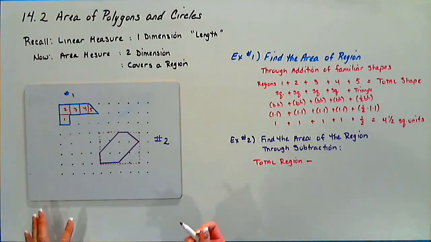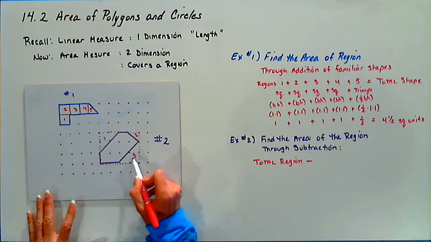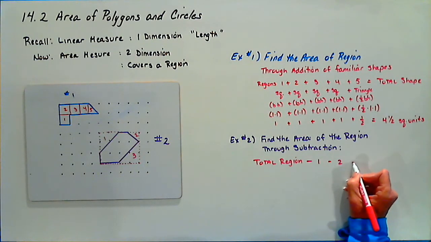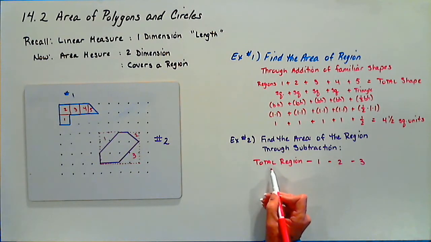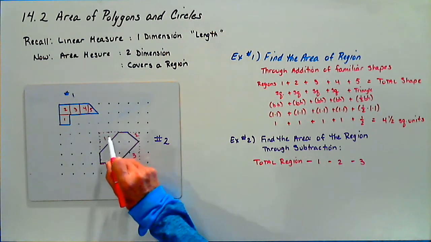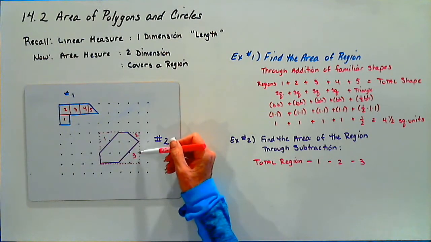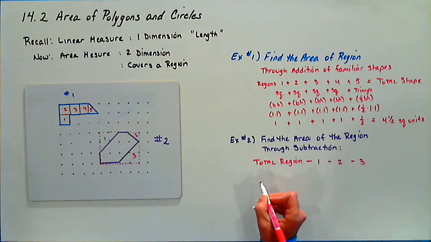In this case, I'm going to subtract out 1, 2, 3 pieces. So I'm going to subtract out region number 1, region number 2, and region number 3. And so we first begin with the shape of the original. If I did the entire shape, it looks like I have 1, 2, 3, 4, 1, 2, 3. So it looks as though I have a rectangle.